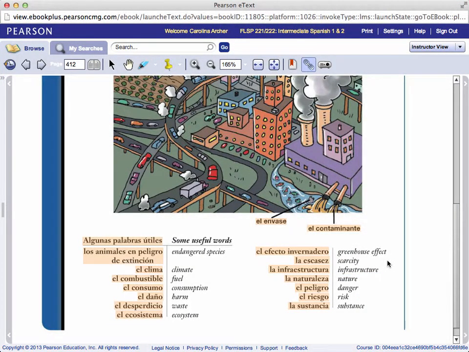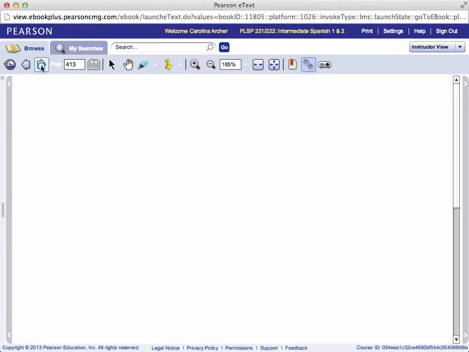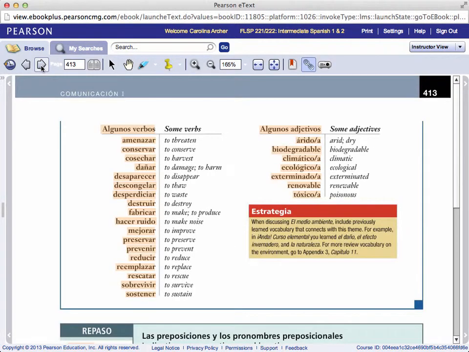Okay, vamos a la página 413, and we have some more useful words, some verbs and some adjectives. There are a lot of verbs that we can use when we describe or we talk about environment and the problems we're having with contamination and pollution and all that. Okay, so here are all the verbs first. Amenazar, to threaten. Conservar, that's a cognate. Cosechar, to harvest. Dañar, to damage or to harm.